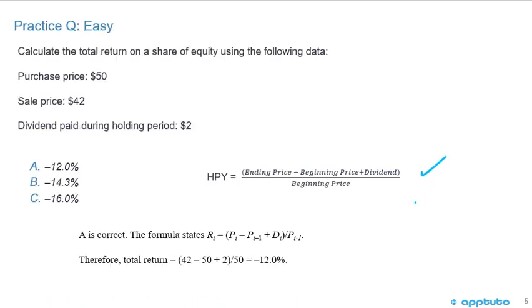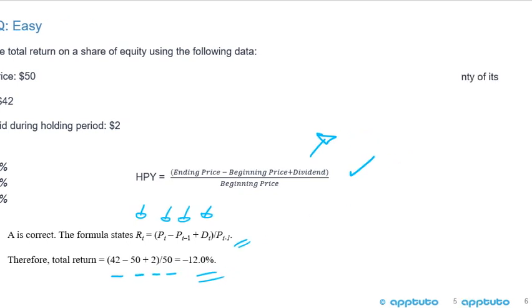So again, the holding period return is the ending price minus the beginning price plus the dividend divided by the beginning price. Or using the nomenclature in the text, RT equals PT, the price at the time you sell it, minus PT minus 1, that's obviously the price you bought it, plus the dividend at time T. Again, often the question is assuming you receive the dividend at the same time that you sold the stock, and it's divided by the price T minus 1, which is the beginning price. So therefore, the total return, 42 minus 50 plus 2 divided by 50, and that's negative 12%.